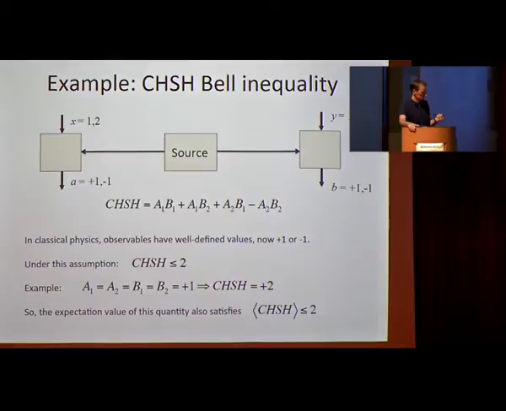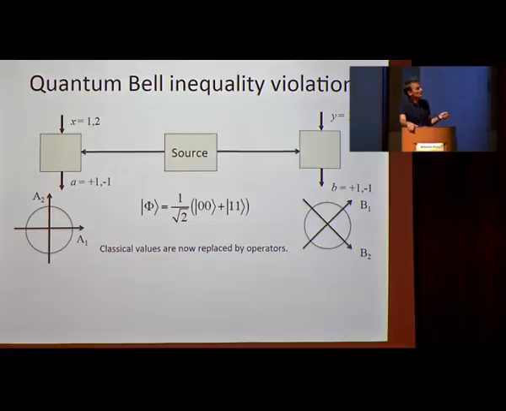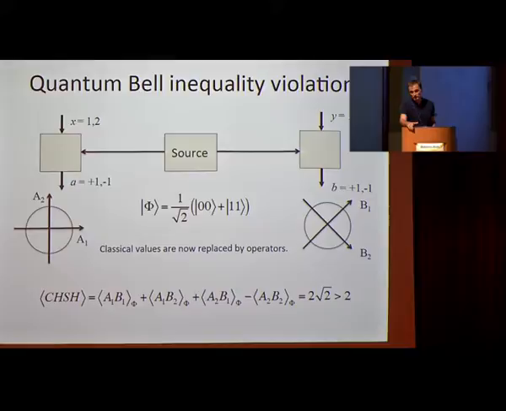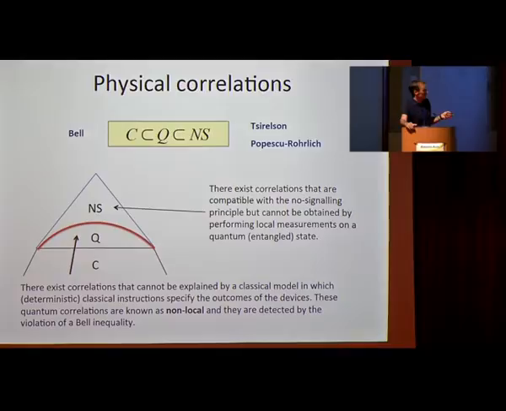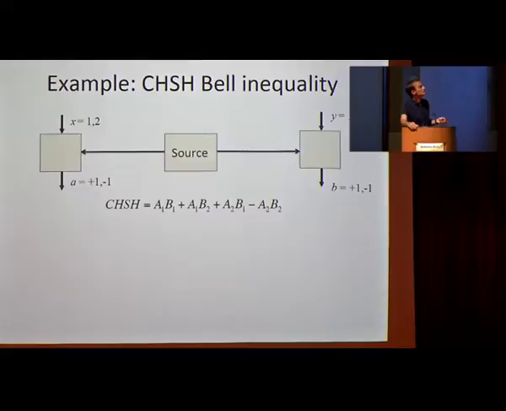Believe me, if you go to quantum physics, you prepare here two particles in this state and you implement these measurements, you get 2√2. So this tells you that there is no way of explaining this experiment by assigning definite measurement outputs to the measurements that you're going to implement. And this is why we say there is no classical explanation for this experiment. And this is precisely this region here, where quantum physics is different from classical physics.